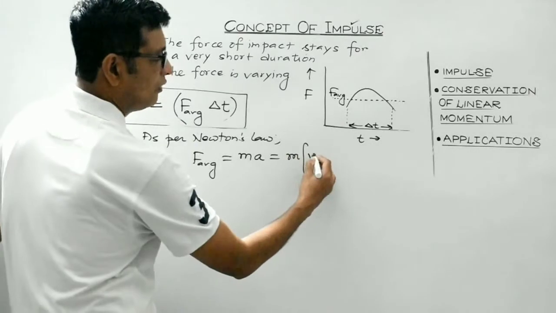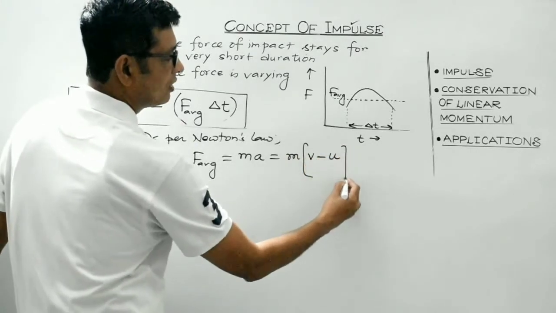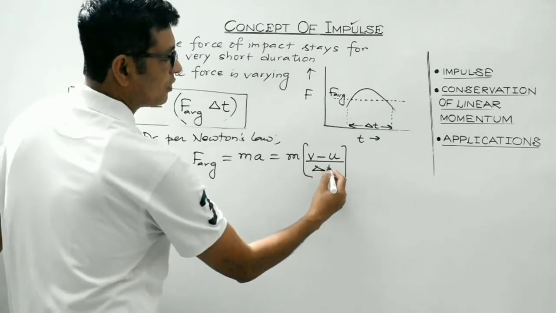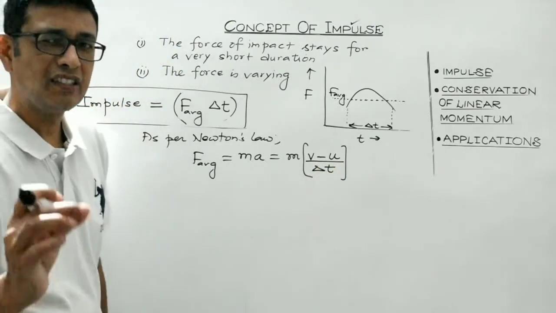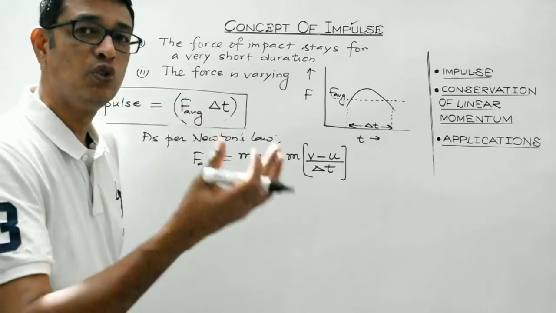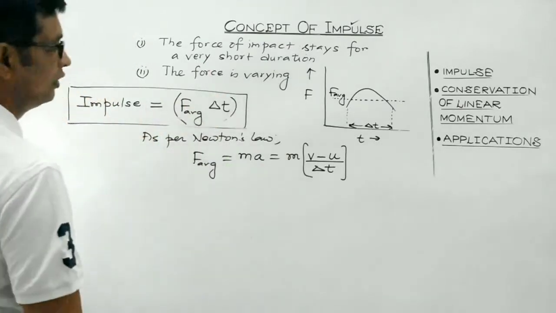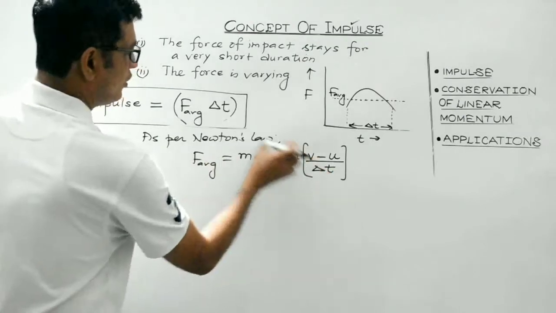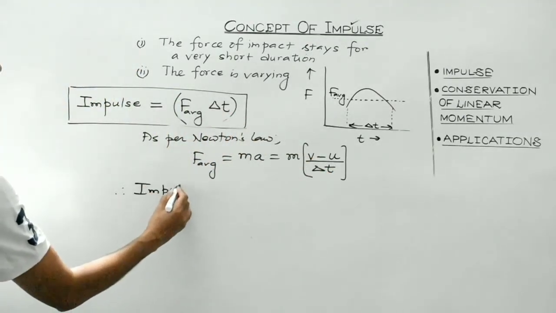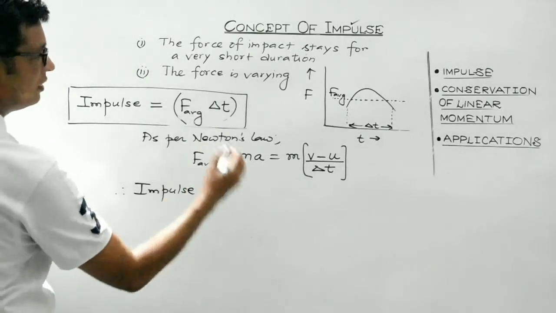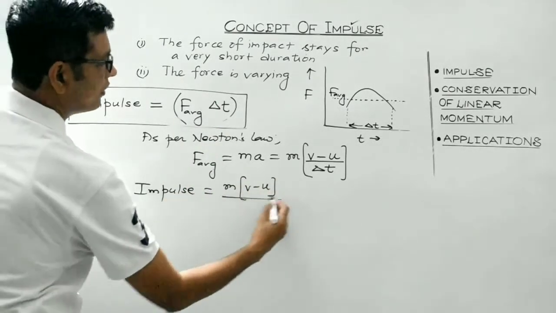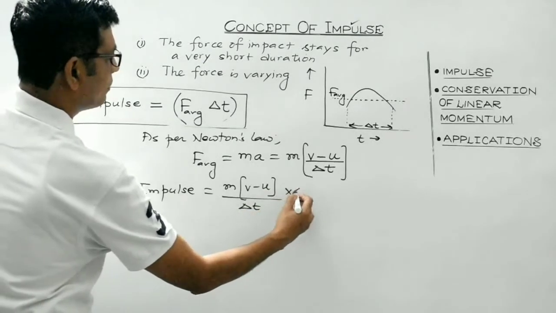Suppose V is the final velocity, U is the initial velocity, and this change is taking place in a very short duration of time, delta t. Delta t is this very small duration of time during which its velocity changes from U to V, right? So you can substitute this F average over here. Therefore, impulse will be given by m(V minus U) divided by delta t, multiplied by delta t.